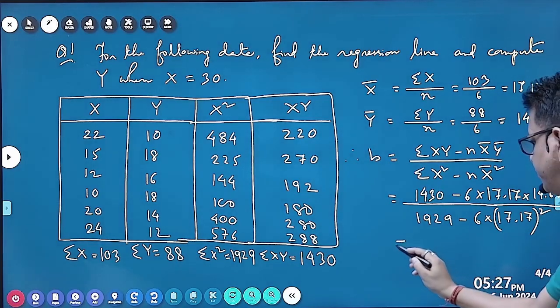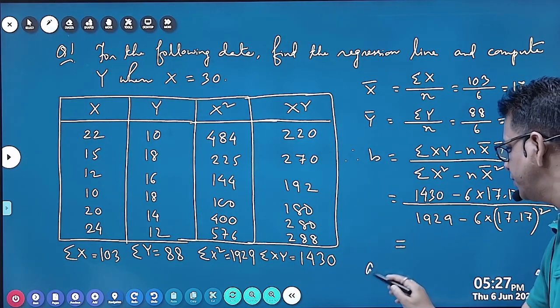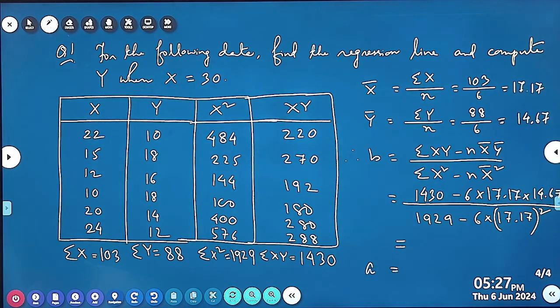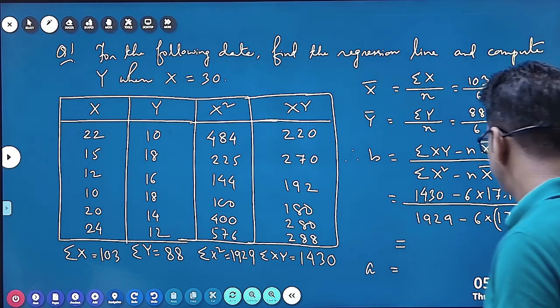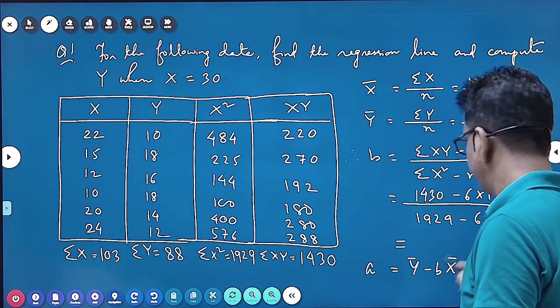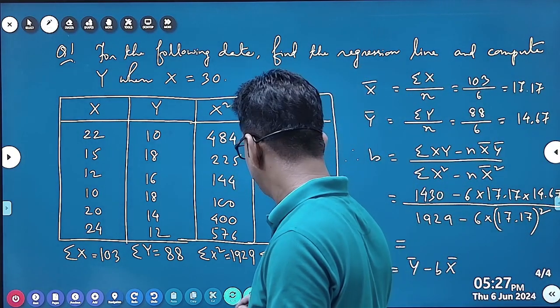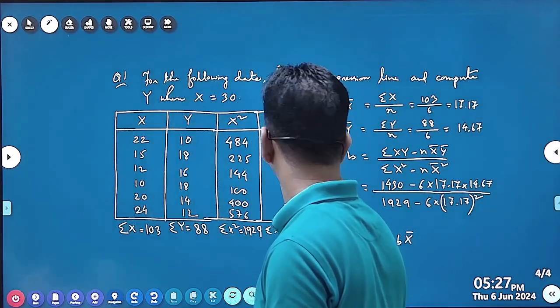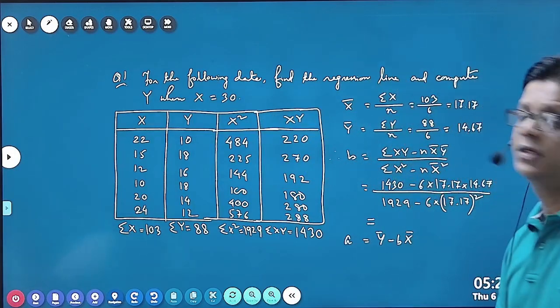So say the direct final answer. We also need to find a after that. Is he off? Increase it.